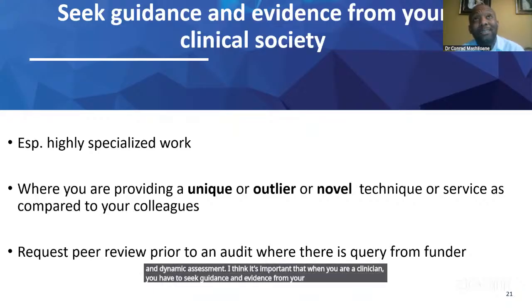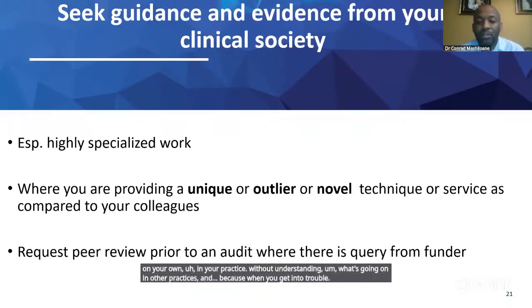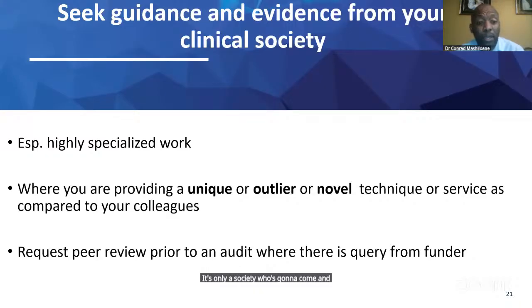I think it's important that when you are a clinician, you have to seek guidance and evidence from your clinical society. It's no use just doing very highly specialized work on your own in your practice without understanding what's going on in other practices. Because when you get into trouble, it's only your society who's going to come and help you. And where you are providing a unique or outlier or novel technique or service as compared to your colleagues, you need to make sure that you consult your peers and the experts to support you when you consider an outlier, because you are in a unique situation.